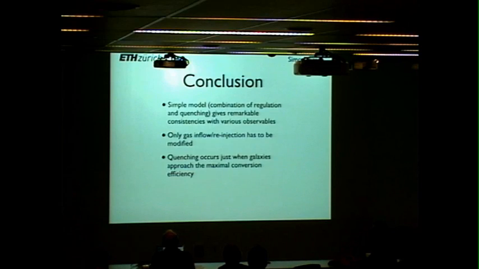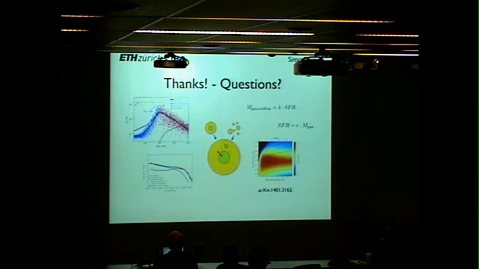So to summarize, we have a simple model, a combination of regulation and quenching, and it gives remarkable consistencies with various observables. The crucial thing is the gas inflow, re-injection of the gas, how you assign them to the really active region. And strikingly, quenching occurs just when galaxies approach their maximum conversion efficiency in turning gas into stars. Yeah. I'll leave you with that. Thank you.